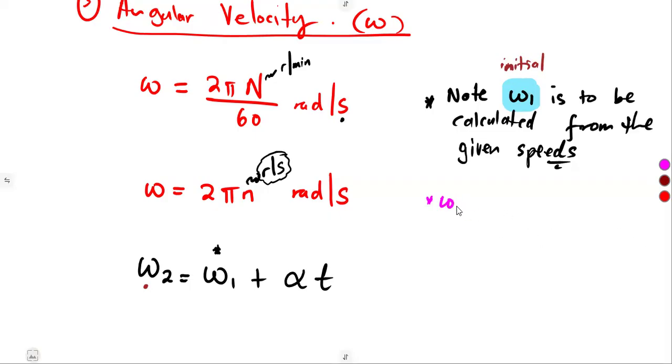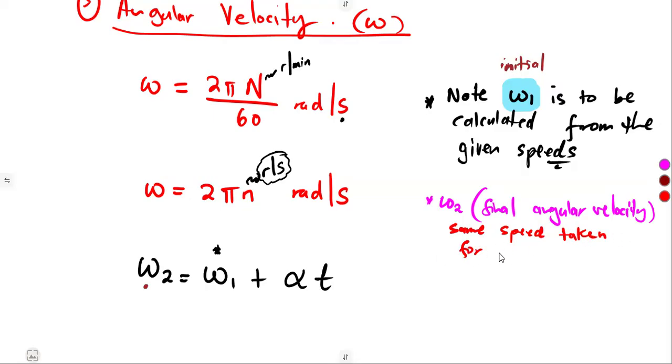Then the omega 2, which is our final angular velocity. The final angular velocity is the one when the two shafts rotate at the same speed. That's the final speed when the two shafts are at that same speed, the same speed taken for the two shafts that you'll be working with.